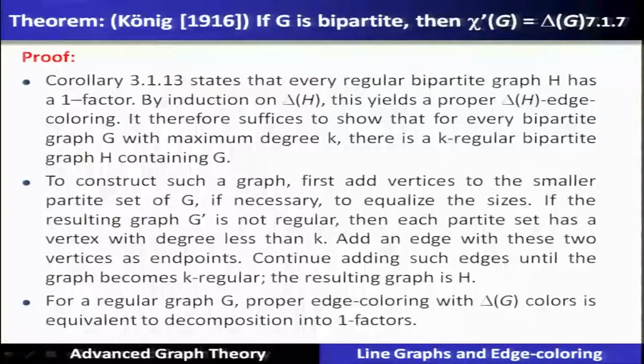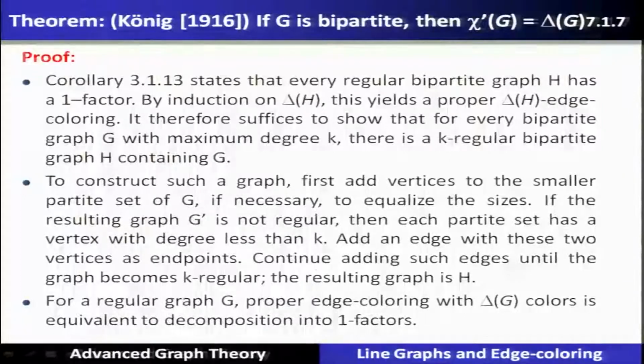It therefore suffices to show that for every bipartite graph G with maximum degree k, there is a k-regular bipartite graph containing G. To construct such a graph, we add vertices to the smaller partite set of G if necessary to equalize the sizes. If the resulting graph G prime is not regular, then each partite set has vertices with degree less than k, and we add edges and thus make it k-regular. For a regular graph G, a proper edge coloring with big delta G colors is equivalent to decomposition into one-factors.